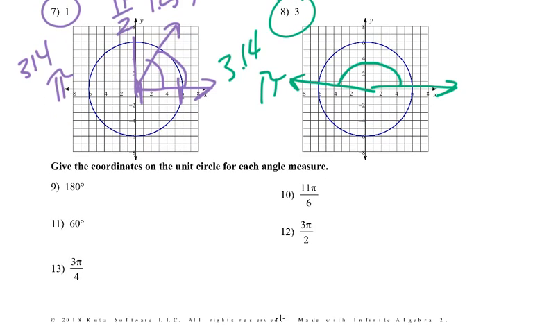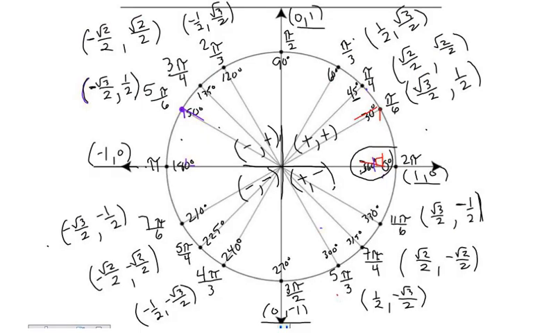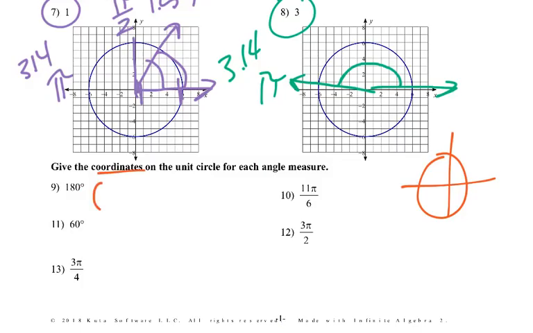Now what we want to use is that unit circle. For these, we want to find the coordinates, the sine and the cosine, right? Cosine is the x-coordinate, sine is the y-coordinate. So what we have are the unit circle or our table. So I could use this unit circle and say 180 degrees is right here. There's my coordinate. And so my coordinate is negative 1, 0.